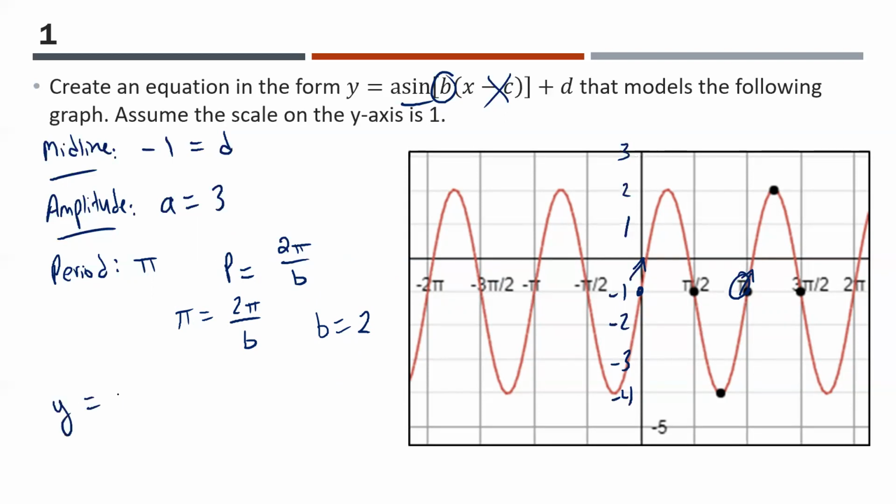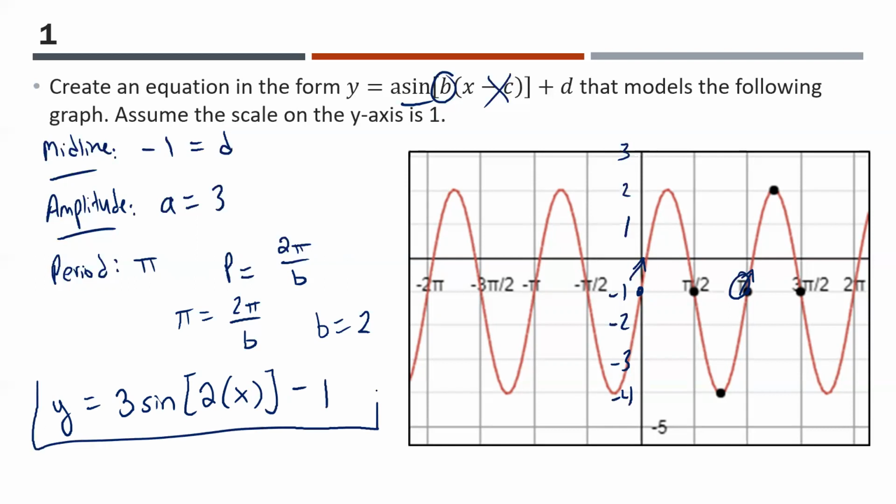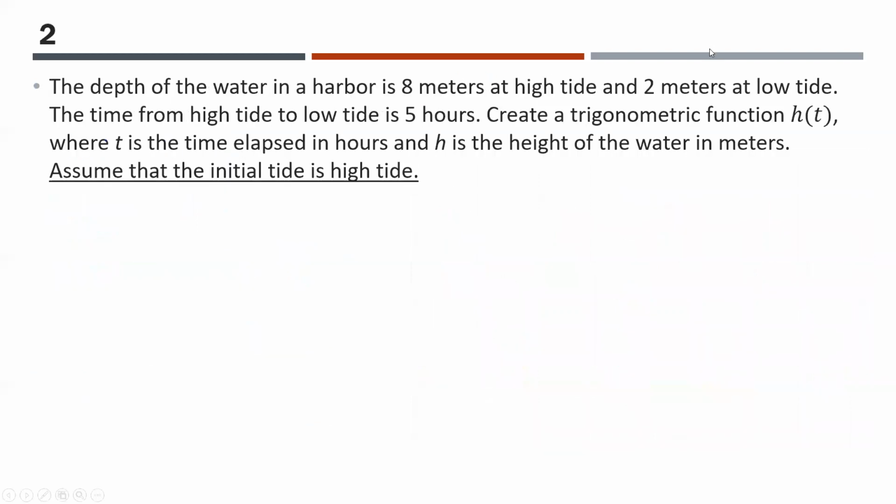y = 3 sin(2x + d), in other words, -1. That right there would be our equation of this function in the form that it wanted us to give it in. All right, question 2, a word problem.